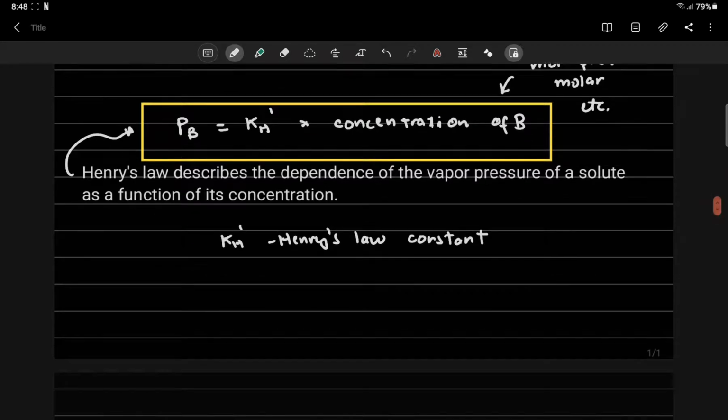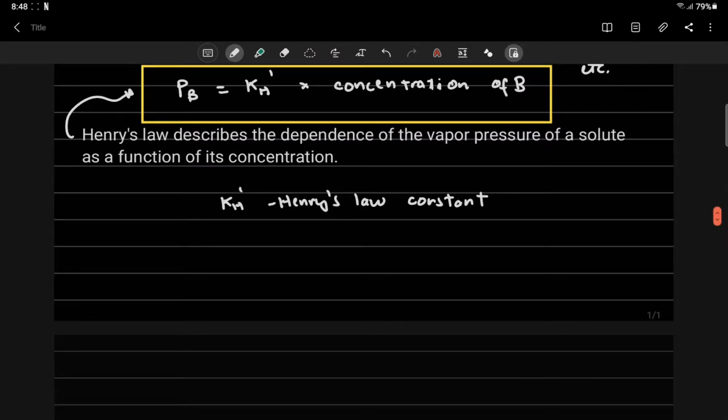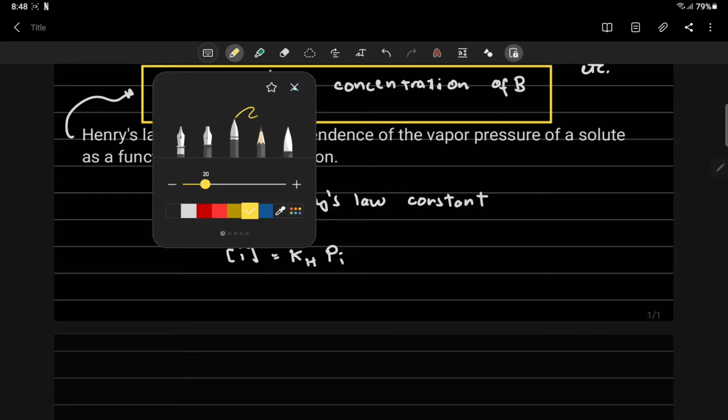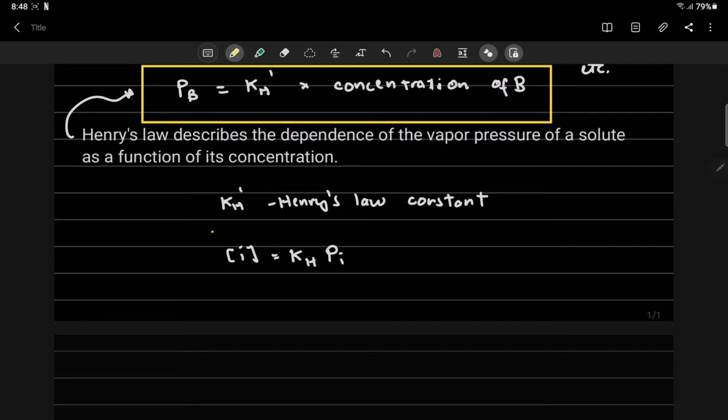Kasi sometimes meron kang ibang version ni Henry's law. Let's say you wanna calculate for the concentration of certain species i. Okay? So you can do it by using this equation. So you have a Henry's law constant without the prime times the partial pressure of that particular solute. So pwede natin yung gamitin. Depende nga lang yan kung anong klaseng unit of the Henry's law constant meron ka.